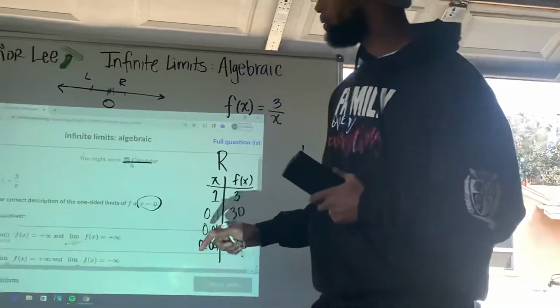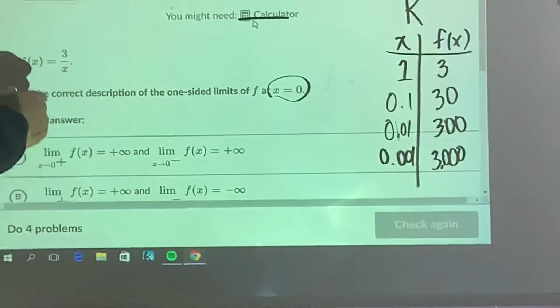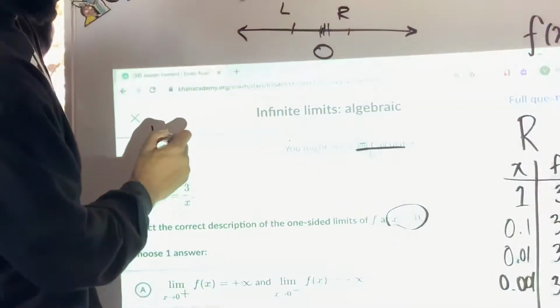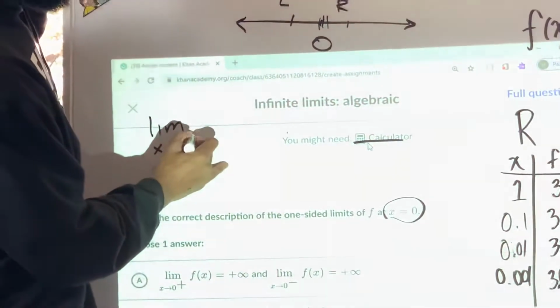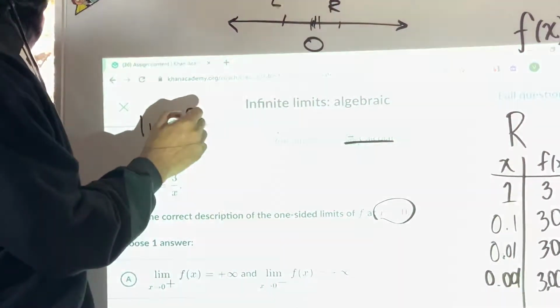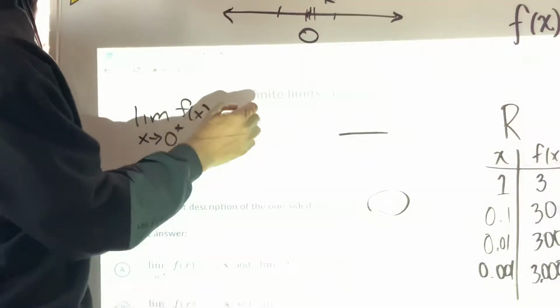So this is what I'm gonna write. The limit as x approaches 0 from the right is positive infinity.